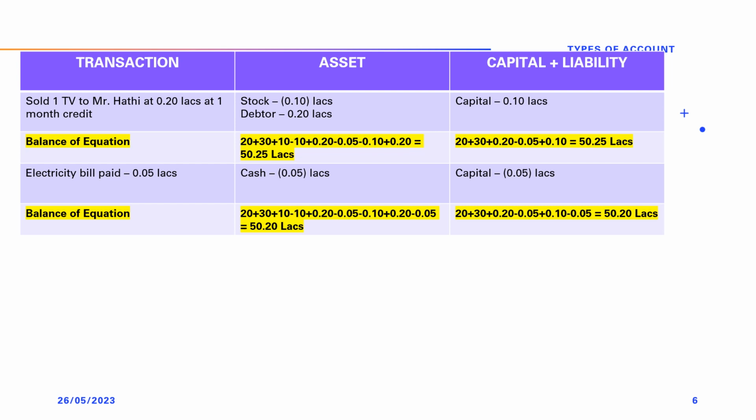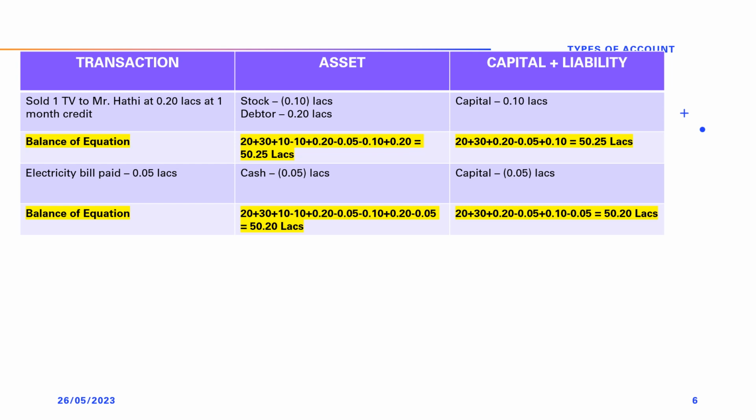Now, if you take a closer look, this 10,000 is basically profit earned by Jethalal by selling one TV set. And since this profit belongs to Jethalal, he has the option to either reinvest the same into his business or take it out for his personal use. This 10,000 will be added to his capital. And by doing so, you can see that the equation is balanced again, that is 50.25 lakhs on both the sides.